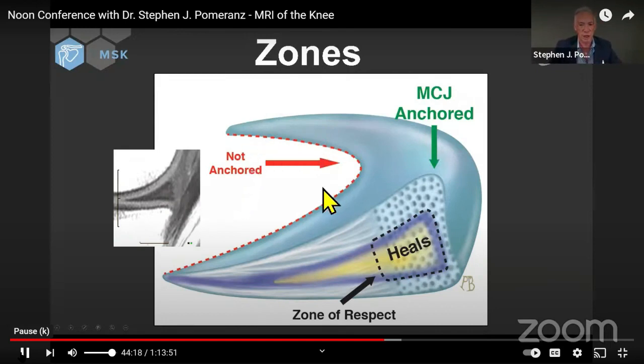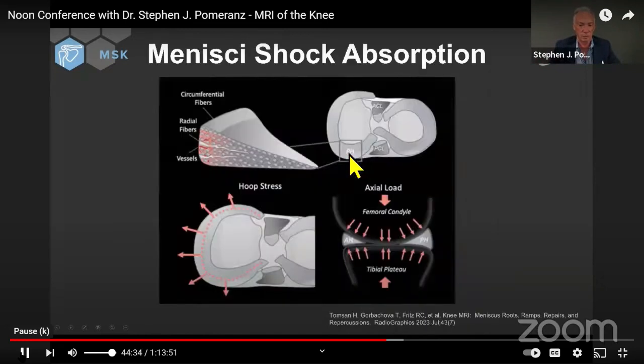The free edge of the meniscus is like the free wings of a manta ray. It is not attached to anything. So when you put fluid in the joint, like synovial fluid or an effusion, it will be a little bit wavy and may scrunch up on itself. And this is known as meniscal flounce.